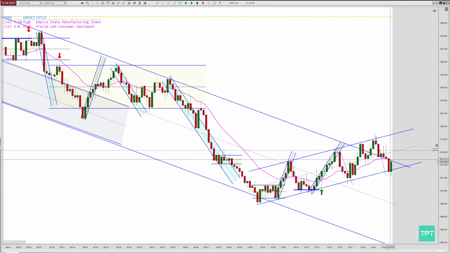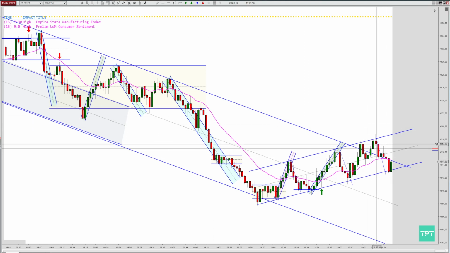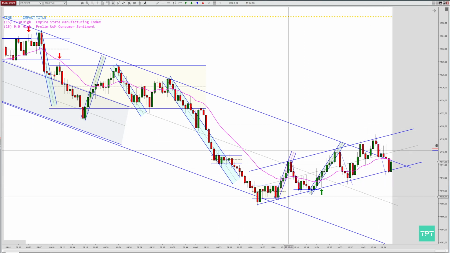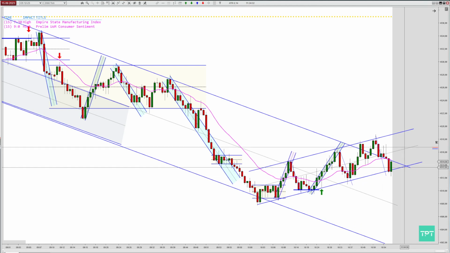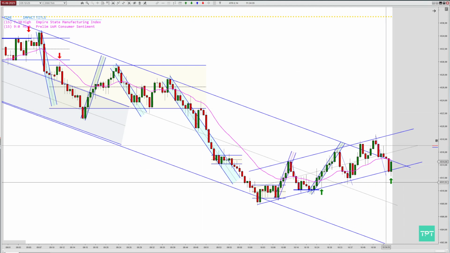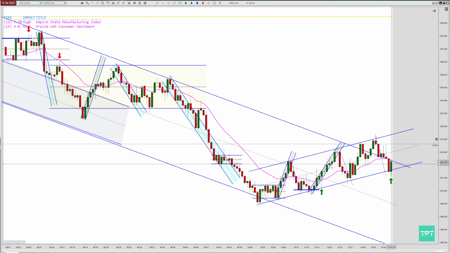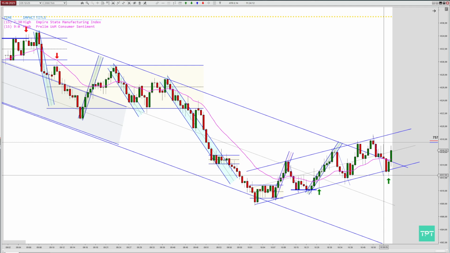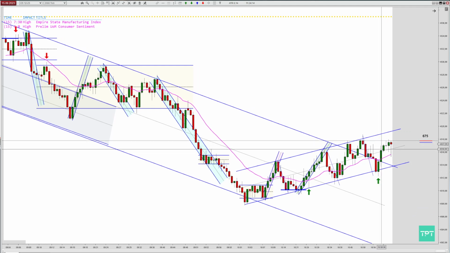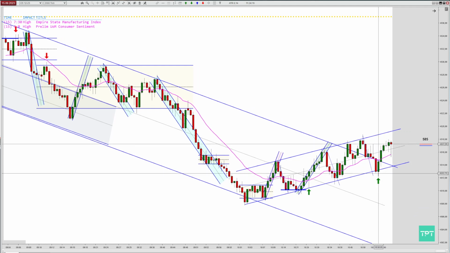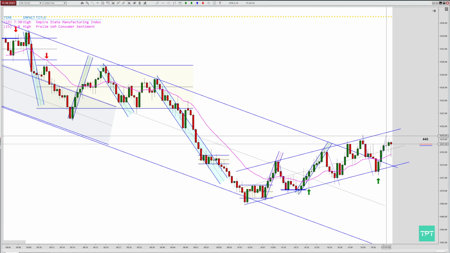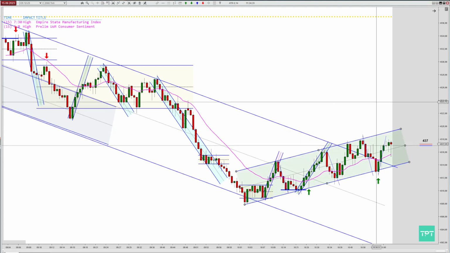The EMA is a bit in the way, but this is a very nice second entry long, and this key entry point here is intact. So I would want to risk this and taking a long here on a second entry long with almost perfect bullish bar, and you would be out of the trade already. So that would be a very nice setup here, and really we're going higher.